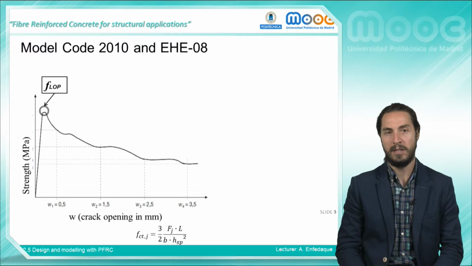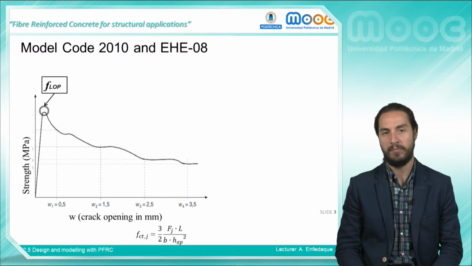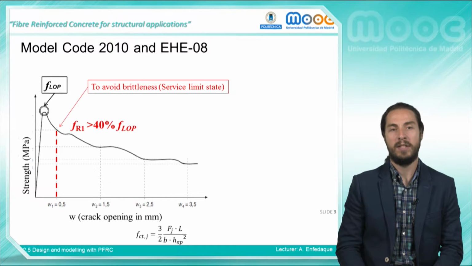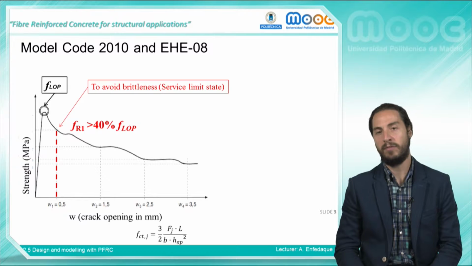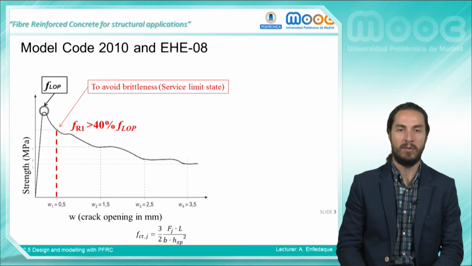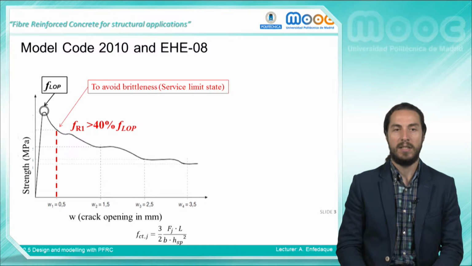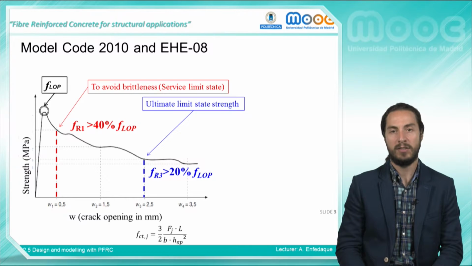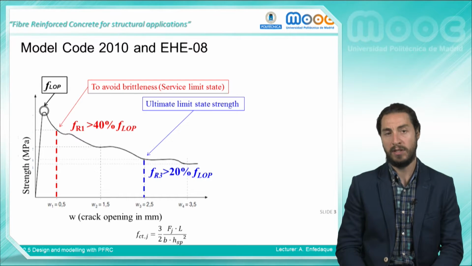As an example, the Model Code considers an ideal stress crack opening curve. If the contribution of the fibers is to be taken into account in the structural design, there are two conditions that should be fulfilled. Firstly, the stress value at 0.5 mm of crack opening should be greater than 40% of the one registered at the peak load. Secondly, the stress value at 2.5 mm of crack opening should be greater than 20% of the one registered at the peak load.